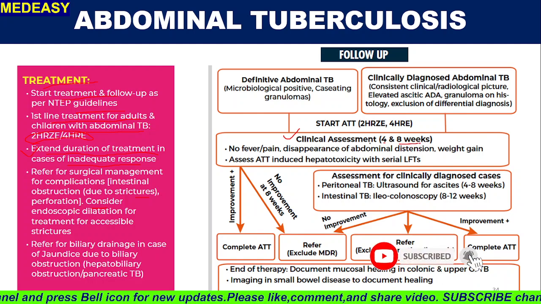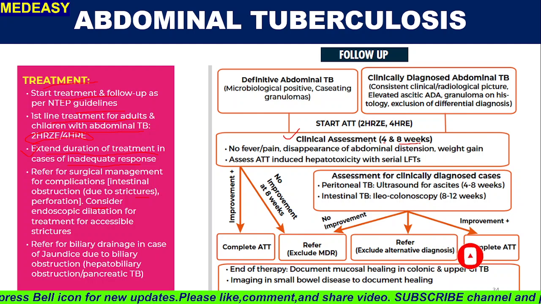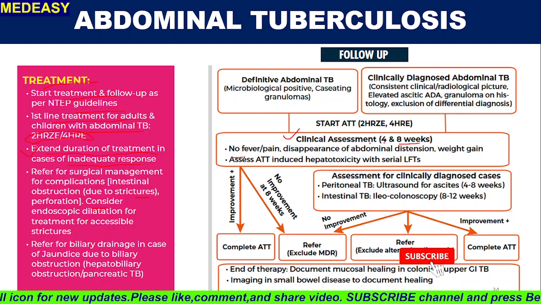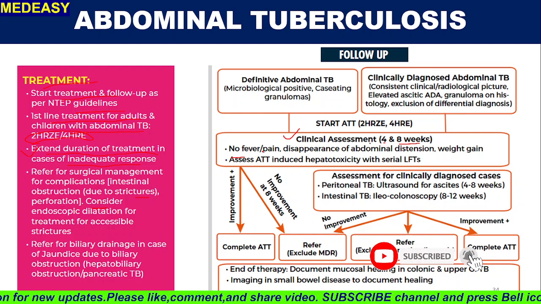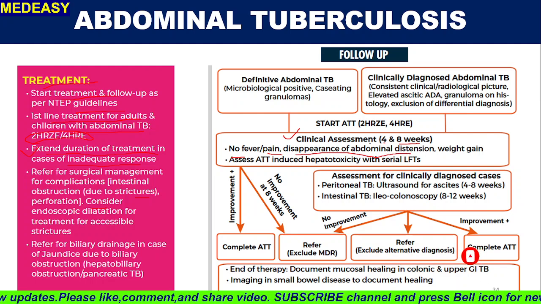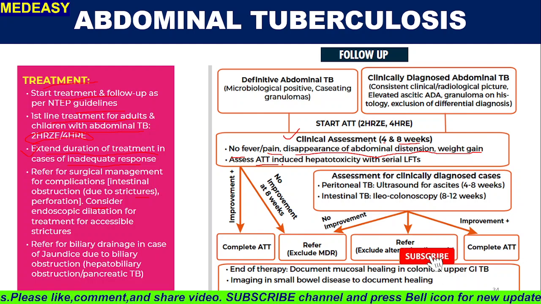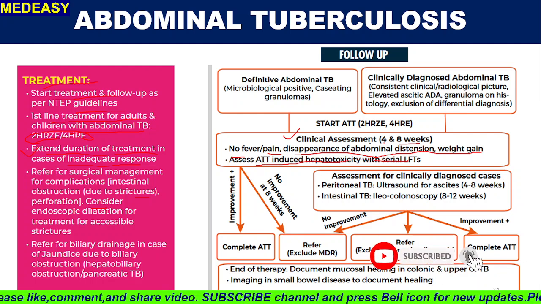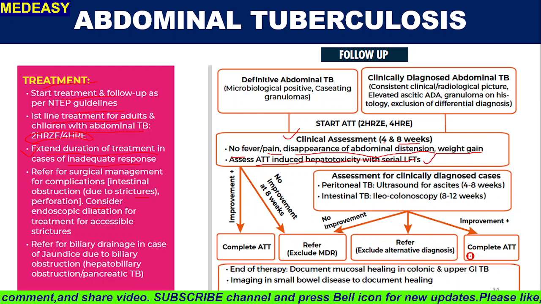4 means after 1 month and 8 means after 2 months, that is the end of your IP. Okay. So what you have to look for? You have to look for whether the patient has no issue, the fever has improved, the pain has improved, and there is disappearance of abdominal distension and the patient has gained weight. And you also have to look for ATD-induced hepatotoxicity with serial LFT monitoring. So you have to monitor LFT.